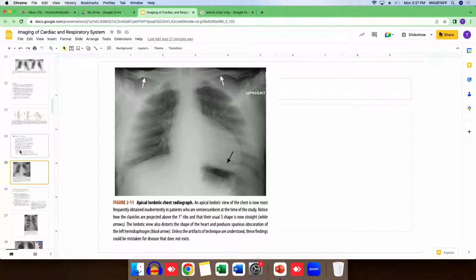And as we say, if you want to see the apical part, we see it really well, right? Because as you see, we see the clavicle S shape really well. And also, if we want to check the heart shape itself, we can see it well here, for example, with the apical lordotic position. Okay.